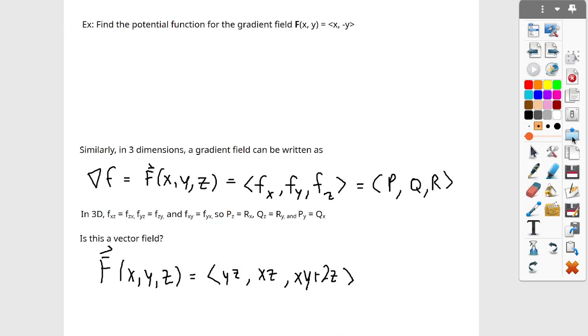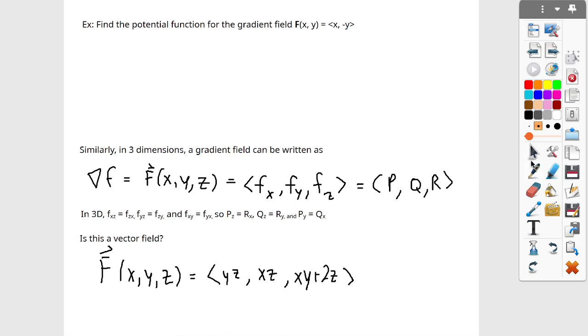All right, so let's find some gradient fields. It's a little bit more complicated to find a gradient field, because we're no longer just worried about constants when we integrate.